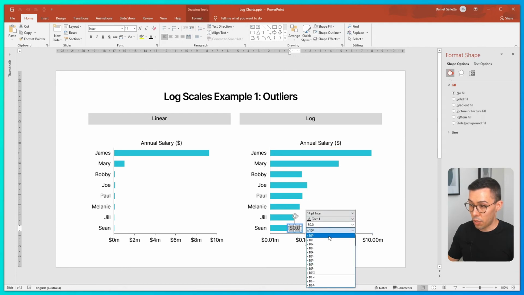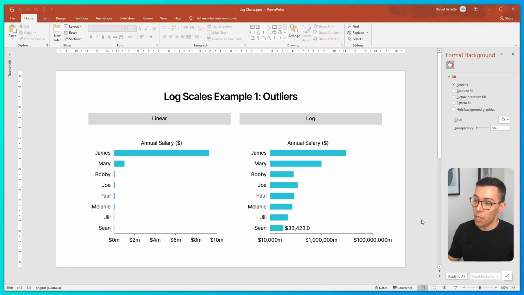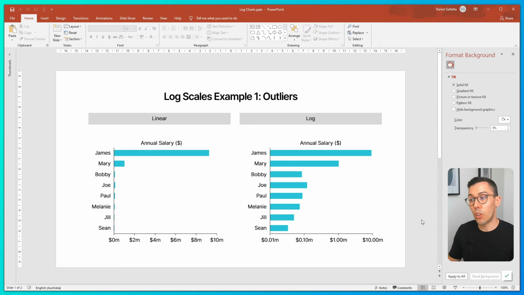I'll just change this to dollars. So Sean earns $33,000, not $50,000. So the lesson here is that log scales are not intuitive. It's actually best to include labels on the data points so that people can easily understand exactly what that data point is, because logs, they're not intuitive. In fact, the other thing I might recommend is instead of choosing a log scale, test whether using a series break would show something very similar in a way that's easier to read.